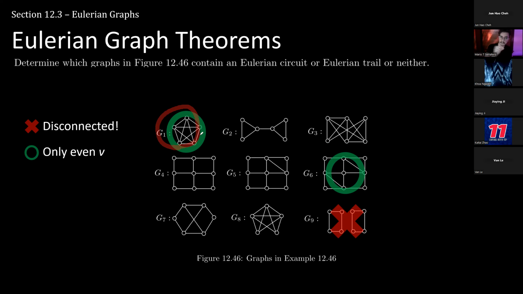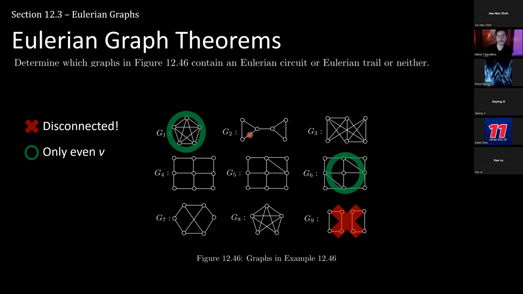And each of the vertices has degree 4. We already saw this graph. So they all have degree 4. Therefore, this one has an Eulerian circuit. In this one, likewise, all of the vertices in G6 have degree 4 or 2. So this is also even.